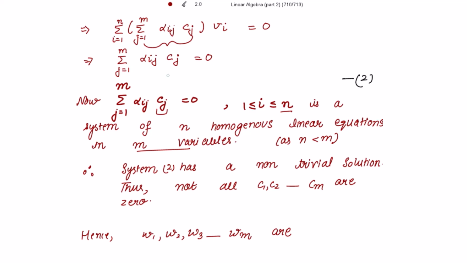So the system, marking the system as 2, system 2 has a non-trivial solution. This is a property that whenever you are having the number of equations less than the number of variables, then the system has a non-trivial solution, which means not all C1, C2, Cm are 0. If these are not 0, which means W1, W2, W3, Wm are linearly dependent. This is the definition for linearly dependent. Scalars should not be all 0.